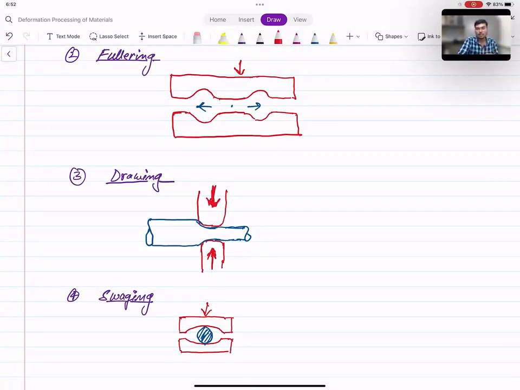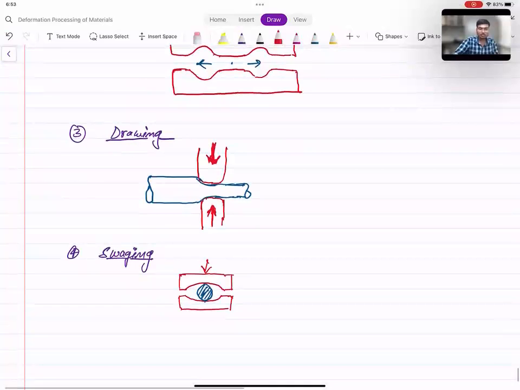So with this, we have come to the end of forging operations also. Now we have covered most of the metal forming operations that we encounter. So we will close this class now. In the next class, we will quickly see the forming processes like bending and stretch forming, etc. And after that, I think we will reach towards the end of this course.